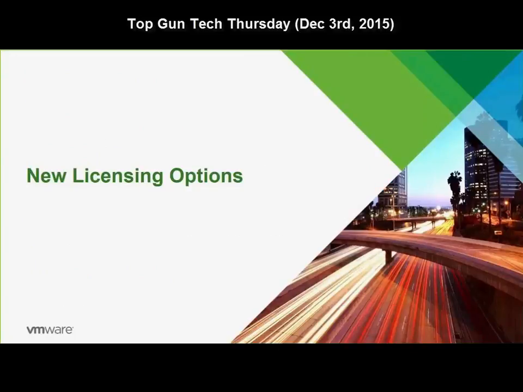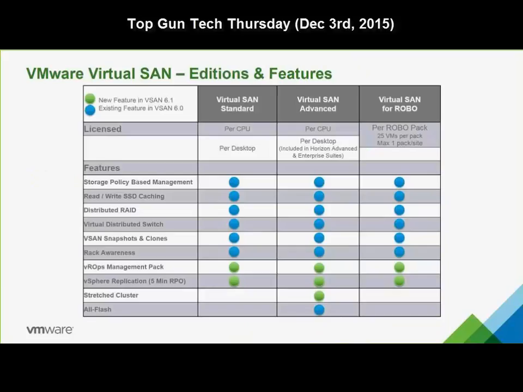Although this is technical, I just want to cover licensing real quick because of the updates and changes. We do have some new licensing. Just to cover this in about 30 seconds, as you can see, we now have 3 editions. We have Standard, which provides all the core functionality of VSAN for a hybrid architecture, using SSDs for caching and then your regular hard drives for capacity. The Advanced edition gives you the all-flash option along with the ability to use stretch clusters.